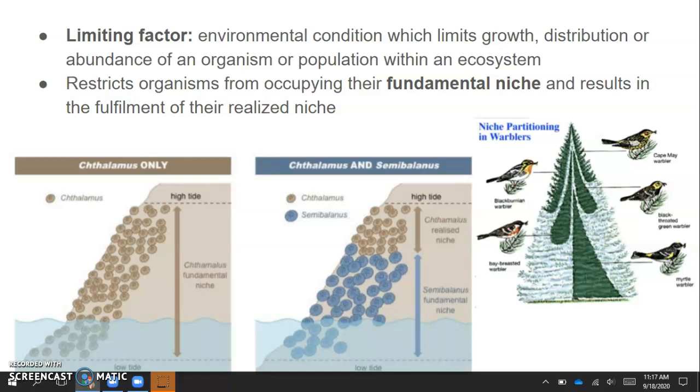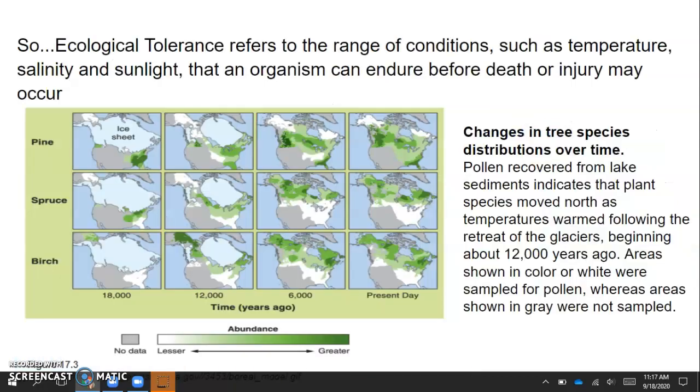So maybe this little guy is eating smaller worms because he doesn't want to compete with this guy right here, but in doing so, he's not getting as much nutrition as he possibly could. He's still surviving and he can still grow, but he's not in his full total fundamental niche. He's in his realized niche, which is kind of like the harsh reality that organisms often have to face.